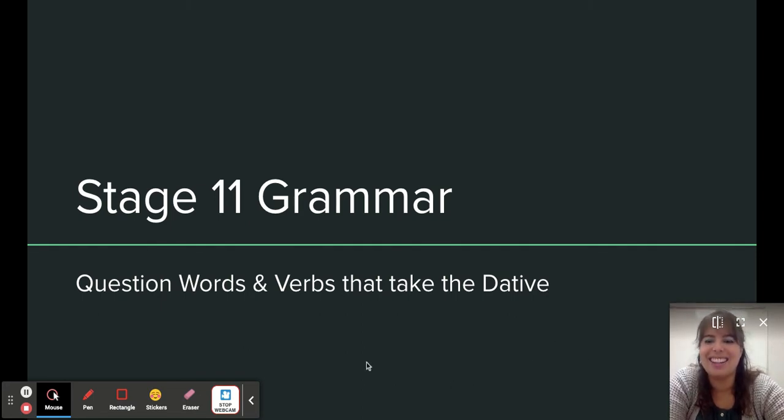So we have question words and verbs that take the dative. A lot of the verbs part is going to be kind of review, but we'll talk about a couple of interesting things that happen with specific verbs that like the dative case. And some of these question words are going to be review as well, with just a couple of new things for question words that we're going to start seeing.